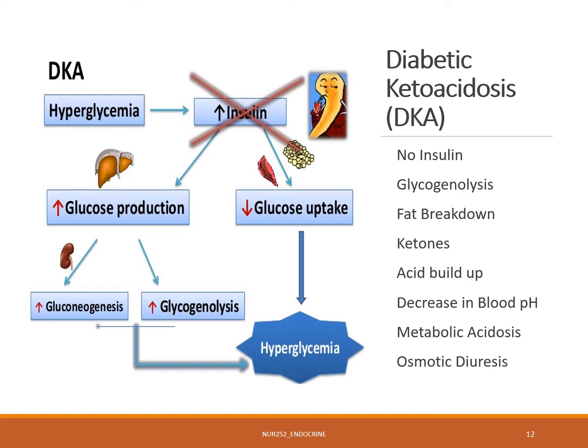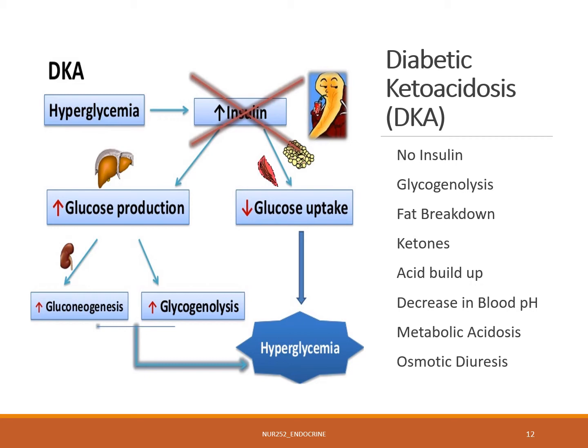Then the body starts to break down fats because it thinks the liver isn't doing its job. Fat breakdown turns into ketones. Ketones then break down to acids. This buildup of acids in the body causes the blood pH to drop, leading to metabolic acidosis. The kidneys are affected as well. Due to the excessive amount of glucose present, the kidneys are not able to reabsorb glucose normally. This causes glucose to leak into the urine, causing osmotic diuresis, which is polyuria, and the excretion of sodium, potassium, and chloride, which leads to electrolyte imbalances and dehydration.